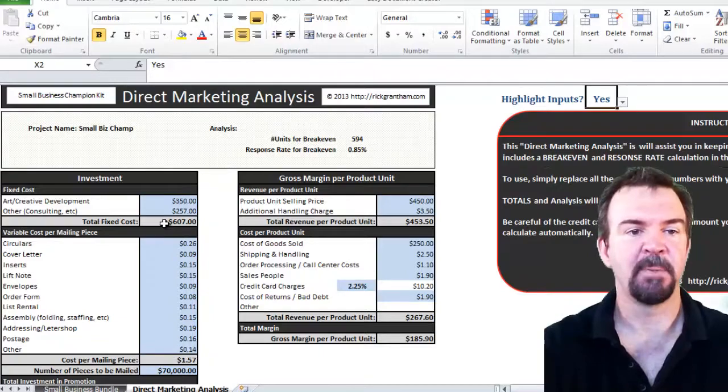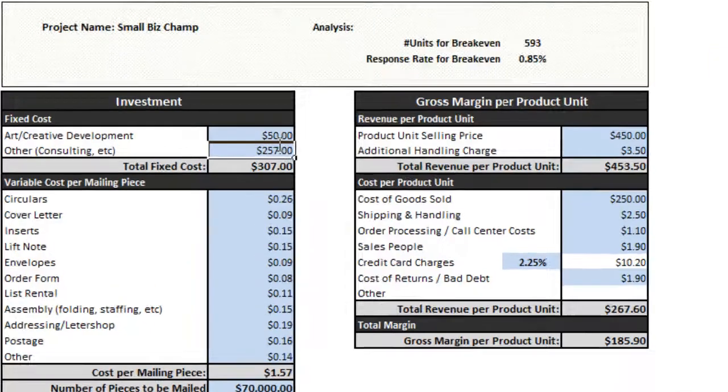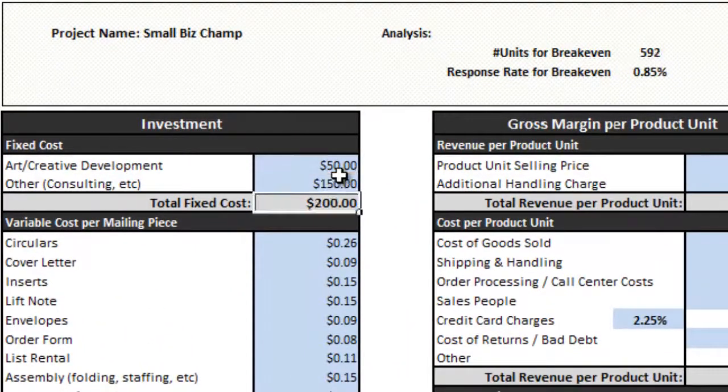So first off at the very top is your creative fixed cost, and right now this is $350 and $257. But this may be, I don't know, $50. The cost could be different based on whatever you have. Now what you'll notice is as I'm inputting numbers here, my break-even units are changing, right? So right now it's 592 and 0.85%. If I said that my creative was going to be, instead of 50, it was going to be $500, now my number of units for break-even has gone up slightly.